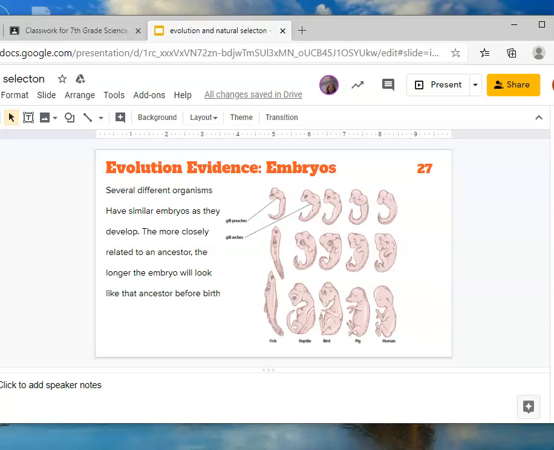Evolution evidence: embryos. Several different organisms have similar embryos as they develop, and the more closely related to an ancestor, the longer the embryo will look like that ancestor before birth. So we have embryos from a fish, a reptile, a bird, a pig, and a human. When they're young, they look quite a bit alike. But as they develop, the more related they are, the more they change.